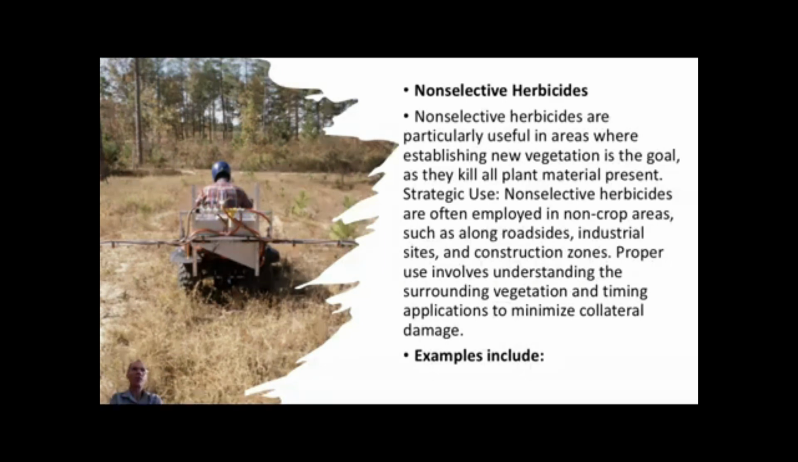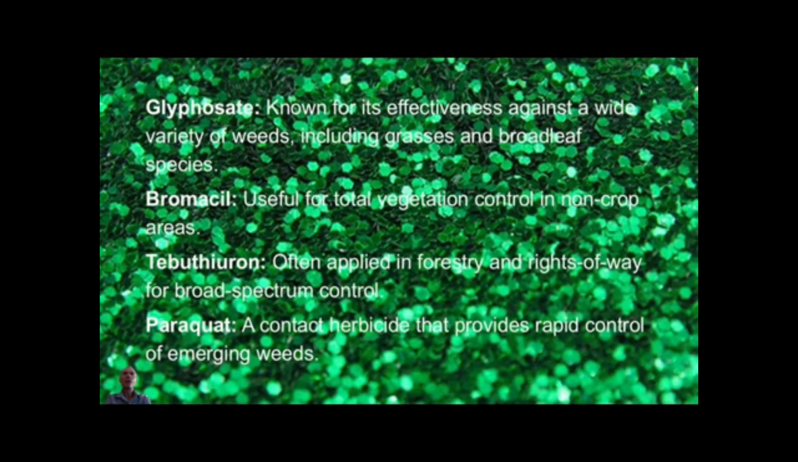Examples include glyphosate, known for its effectiveness against a wide variety of weeds, including grasses and broadleaf species. Bromacil, useful for total vegetation control in non-crop areas. Tebuthiuron, often applied in forestry and rights-of-way for broad-spectrum control. And paraquat, a contact herbicide that provides rapid control of emerging weeds.